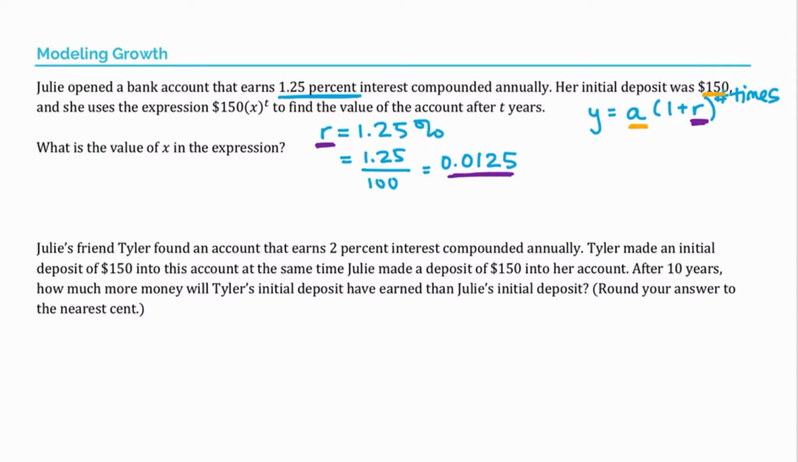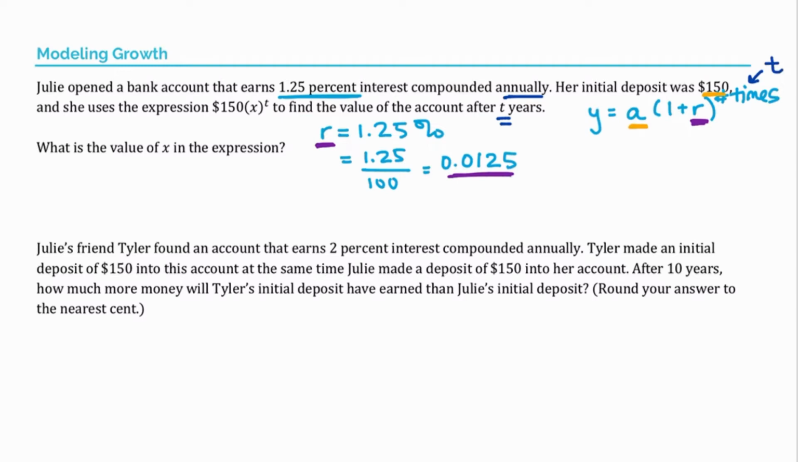Now remember that if something happens once per year, then the total number of times that we're going to see this interest compound will be T, right? Because if it's been 3 years and it happens once per year, it will have happened 3 times. If it's been 5 years and it happens once per year, it would have happened 5 times. Okay, so now let's get to our question.